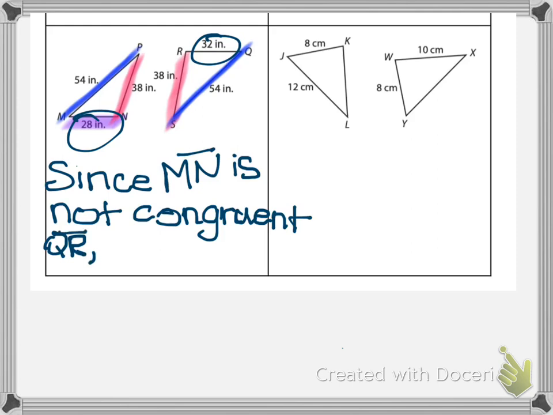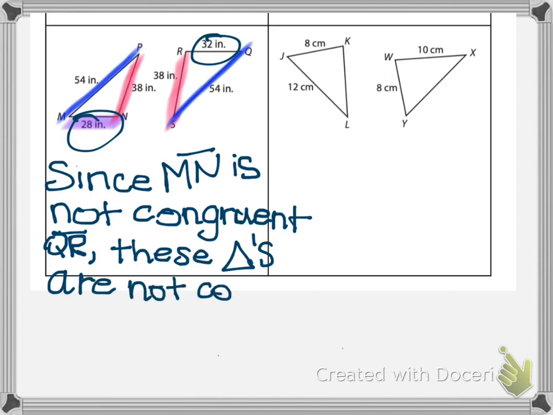then we can say that these triangles are not congruent by SSS. I'm going to abbreviate because this pen is driving me crazy. Triangles. Oh my gosh. There we go. Okay.